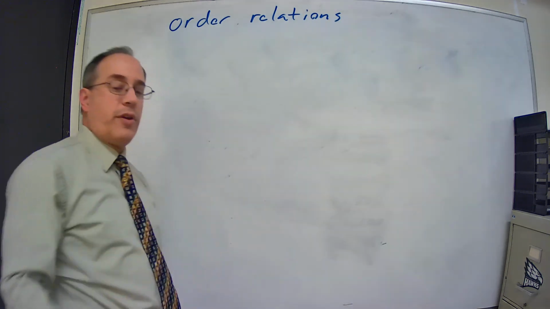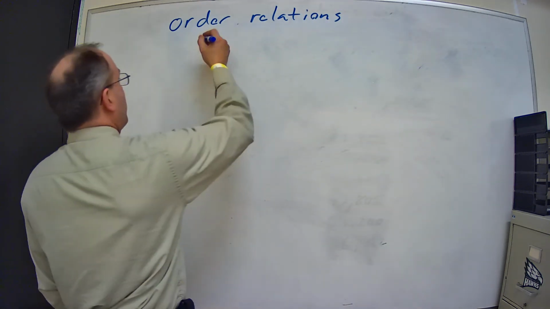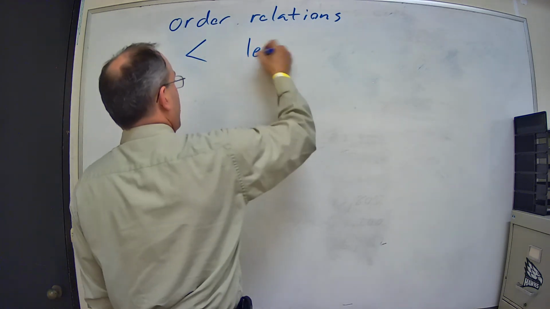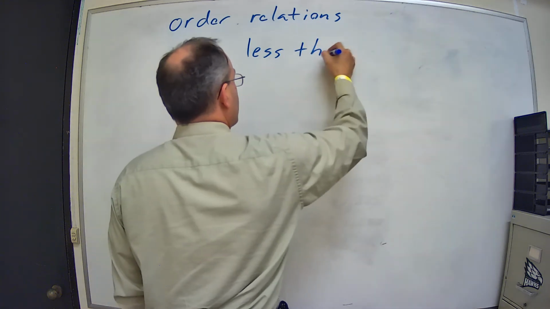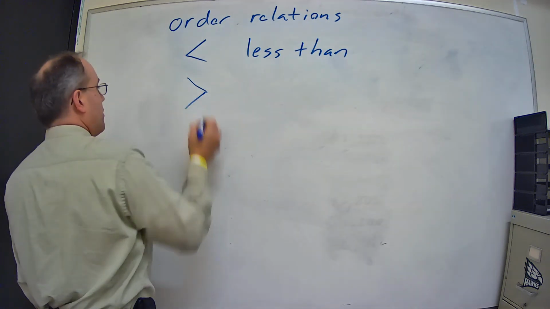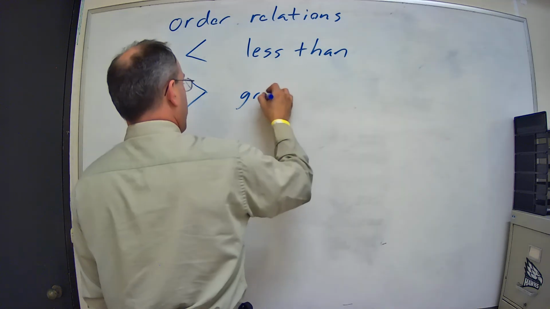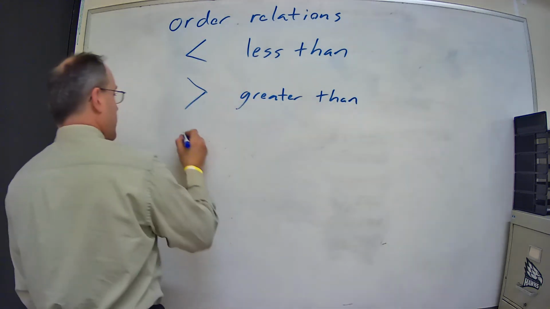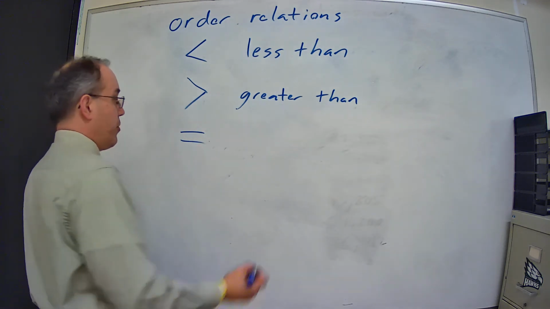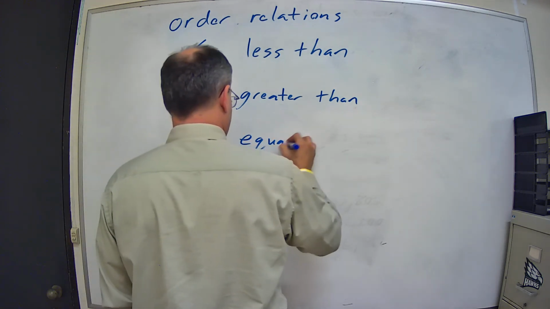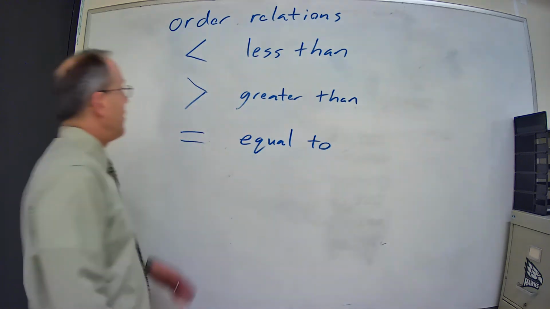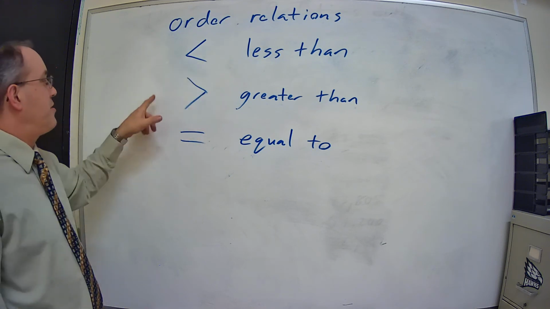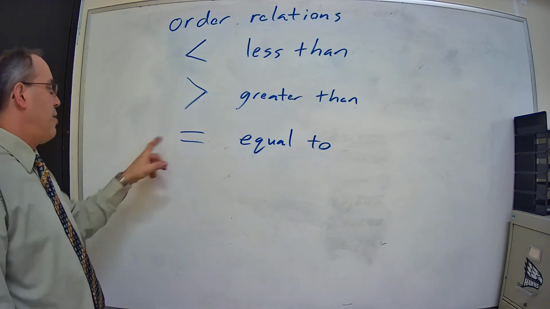So just a way of comparing two numbers, and there are three things that we use as part of that. We use this symbol, which means less than, this symbol, greater than, and this one you should be familiar with, equal to. Right? So our order relations. This number is less than that number, this number is greater than that number, this number is equal to that number.